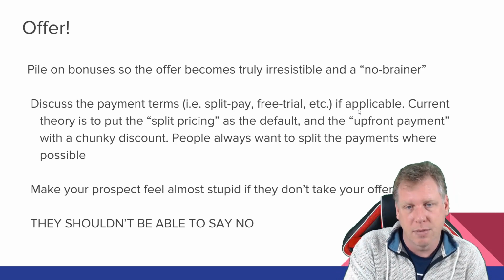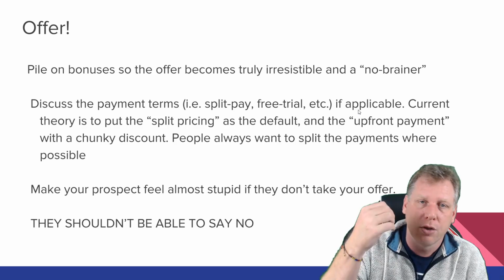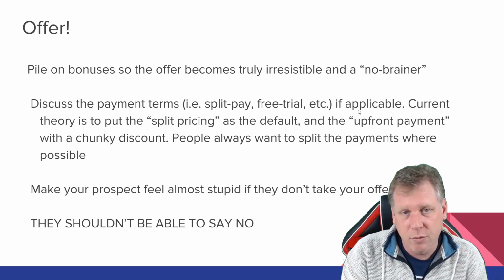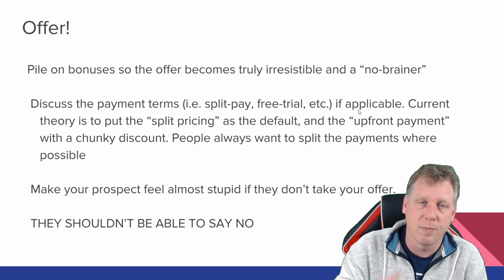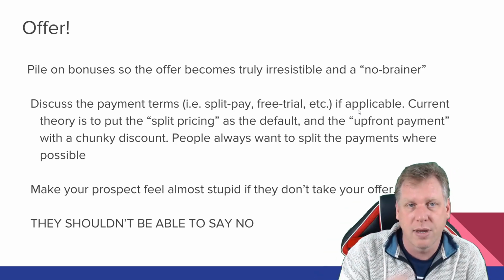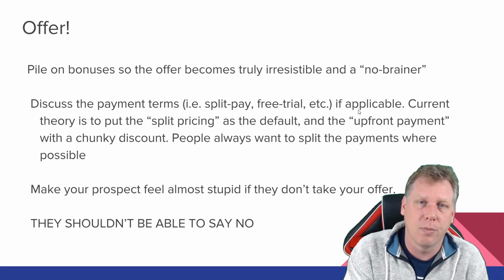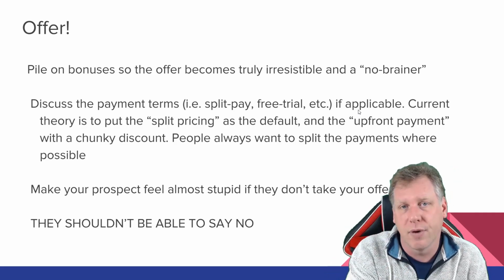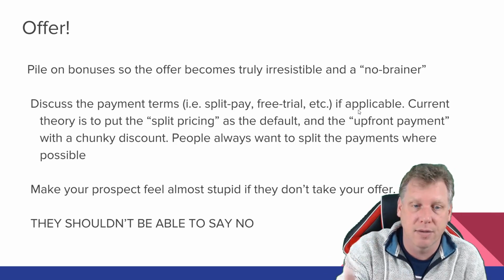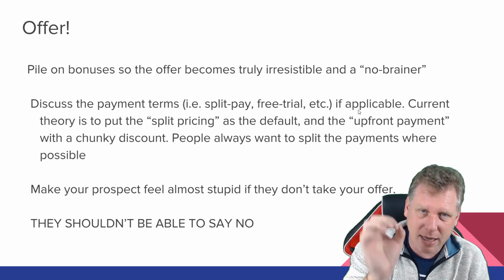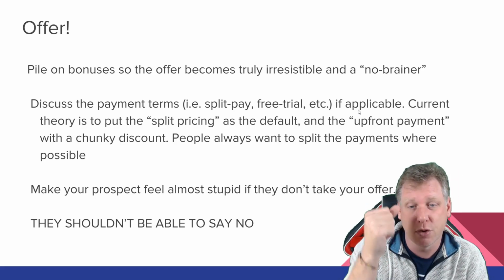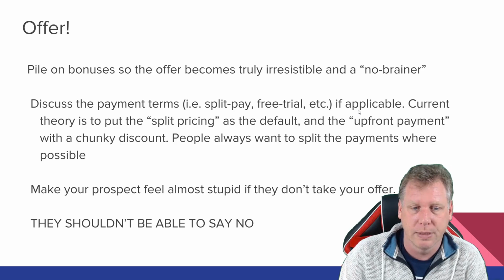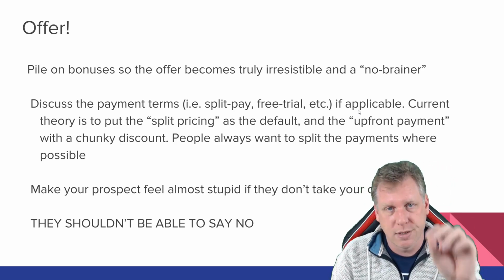Be upfront about the payment terms. Split pay, free trial, whatever it is. Don't hide from it. Don't shy from it. Currently, the general trend is to offer the split pricing as a default. So pay $99 every month for 3 months, or $195 if you pay upfront right now as an incentive to take it. A great tactic, if you do it right, is to make your prospect feel stupid if they don't take your offer. Embarrassment, big emotion. They shouldn't be able to say no.